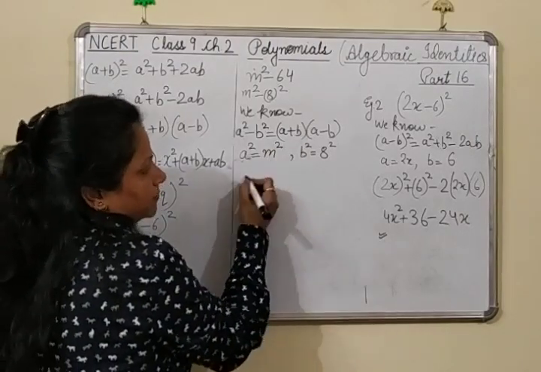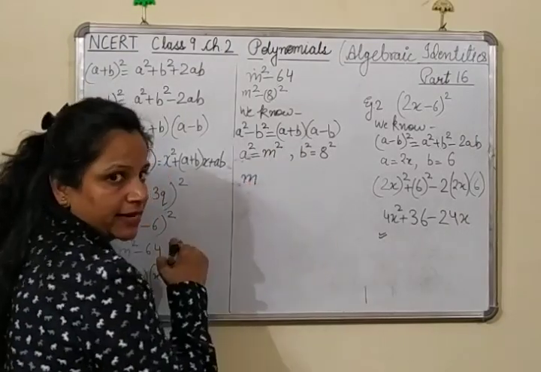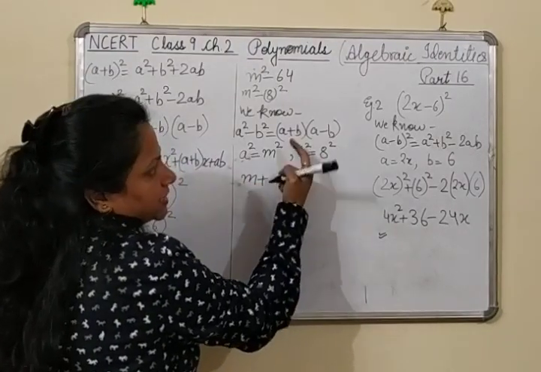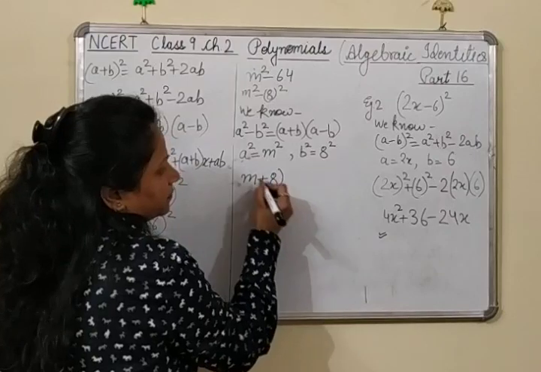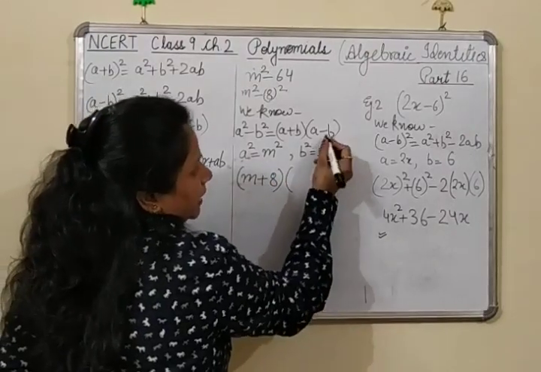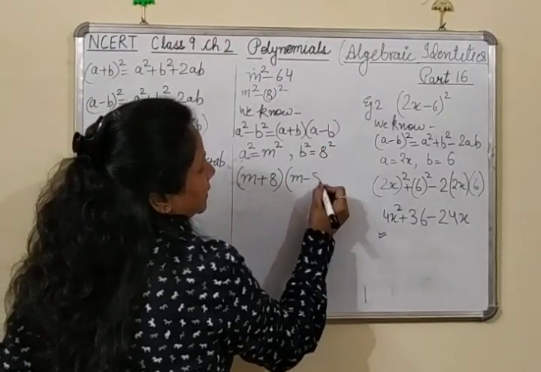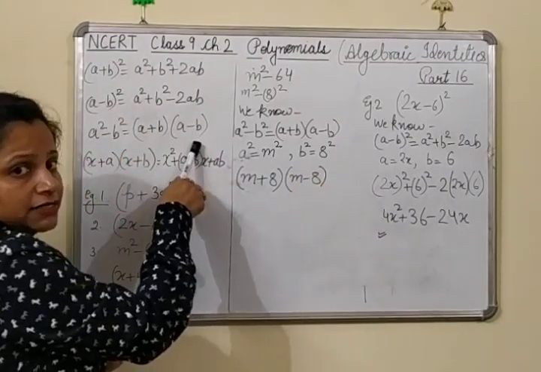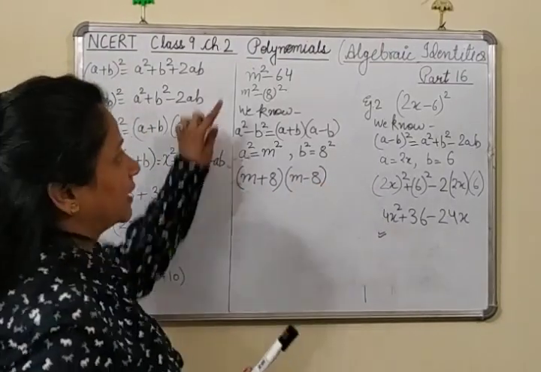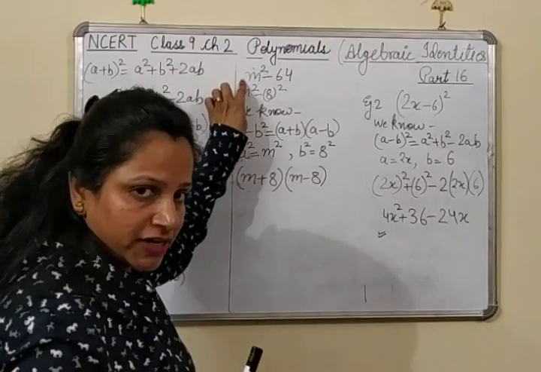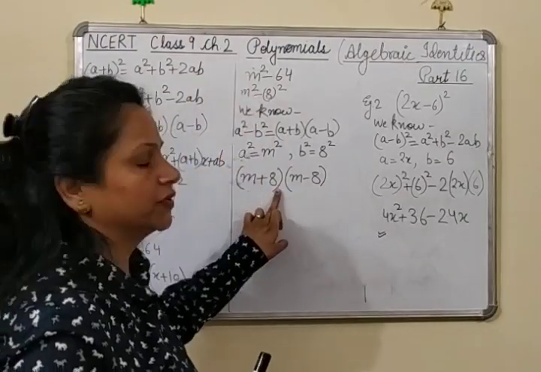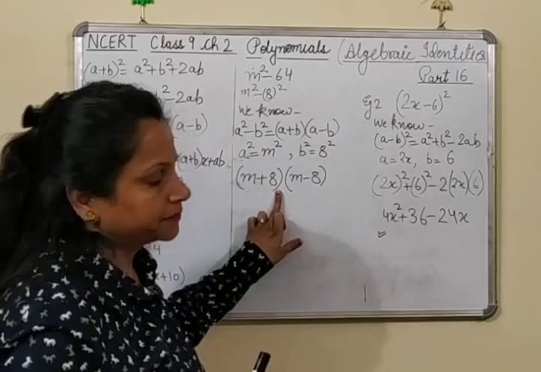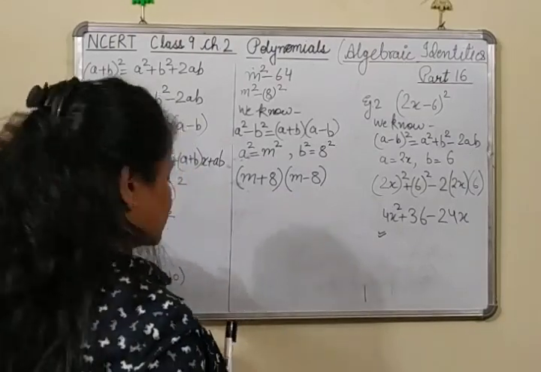Now we need a plus b and a minus b. When a square is m square, what will be a? Just m. When b square is 8 square, what will be b? Simple, 8. So a plus b is m plus 8, and similarly a minus b means m minus 8. So this is the right hand side form of the identity. Remember that we were given the left hand side form of the identity and we have got the answer in the right hand side form of the identity. Clear?